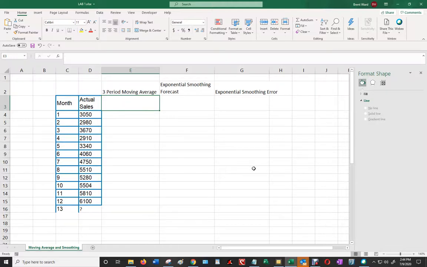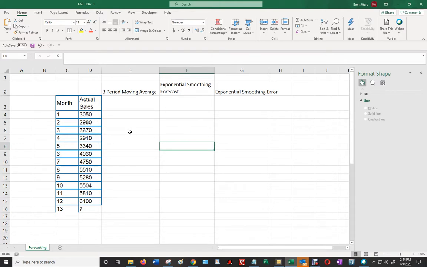Okay, so I'm going to show you how to do this lab for budgeting and forecasting. The first thing you have to do is get this spreadsheet, which I've started. I'm just going to rename this to forecasting. This is what your spreadsheet will look like.